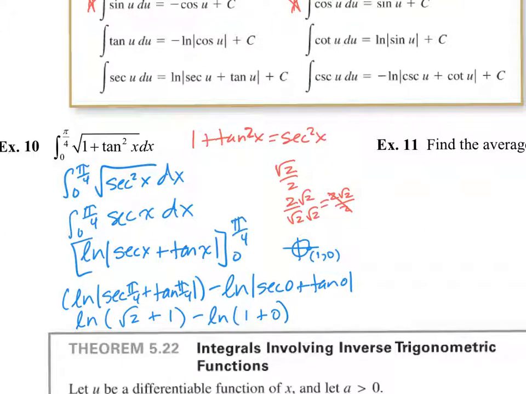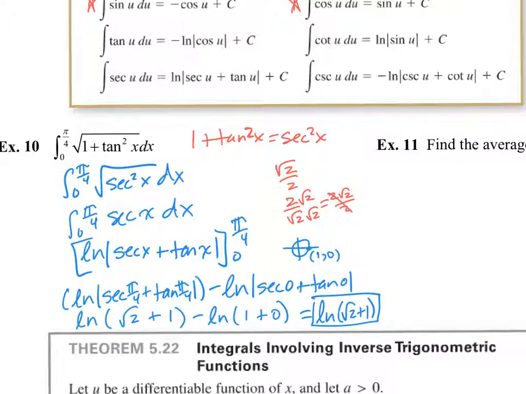Okay, and then we'll simplify this a tiny bit more and write our final answer as the natural log of the square root of 2 plus 1 minus the natural log of 1. Oh, and the natural log of 1 is 0. So we can just leave our answer as the natural log of square root of 2 plus 1. So let me draw a box around that, and we're done.